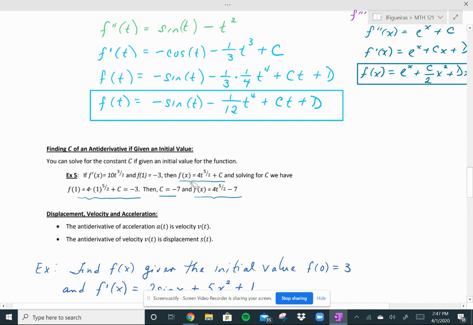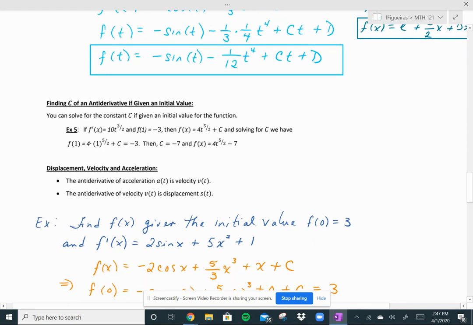Okay. And then this next part below, this is a reminder of things that we've talked about before, but this time we're going in the other direction. The relationship between displacement, velocity, and acceleration. So remember, we usually call displacement s of t, velocity v of t, and acceleration a of t. So the antiderivative of acceleration is velocity. The antiderivative of velocity is displacement. Okay. So we'll use that in a problem a little later.